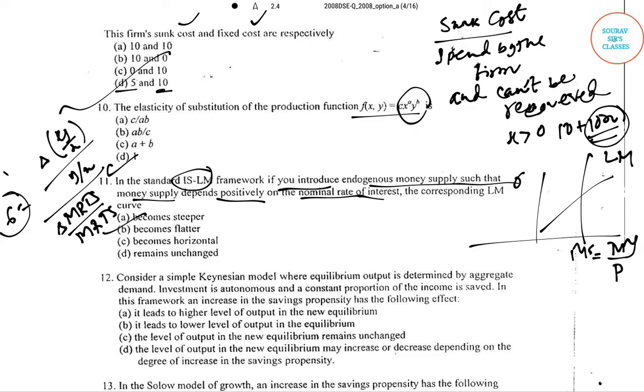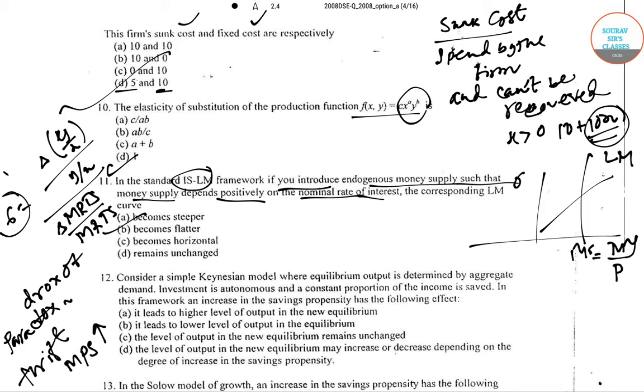The level of output in the new equilibrium may increase or decrease depending upon the degree of increase in the propensity to save. So this is basically a classic example of the paradox of thrift, where we see that when the savings propensity MPS increases, in the long run the output falls. So it will lead to a lower level of output in the equilibrium, or at least a lower or unchanged level of output. So here the closest option is option B. So option B is the correct answer.